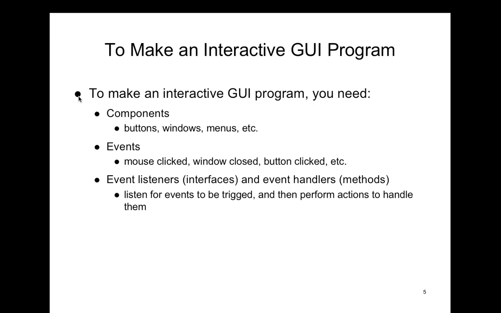So to make an interactive GUI program, you need components. We also need events, and we need event listeners. It's like any type of GUI development that you may have experience with in other languages. If you don't have any, you can easily learn this. It's not a problem. The components are buttons, windows, menus. On the components, we can add listeners, and we can have events.